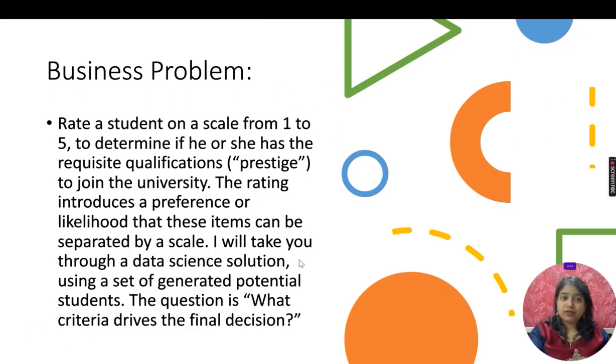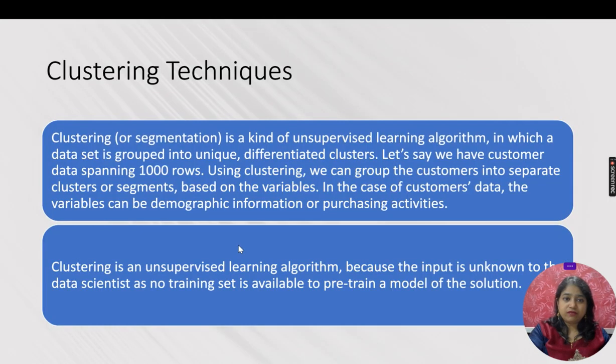Business problem: rate a student on a scale from 1 to 5 to determine if he or she has the requisite qualification to join the university. The rating introduces a preference or likelihood that these items can be separated by a scale. I will take you through the data science solution using a set of generated potential students. The question is, what criteria derive the final decision for the student? Whether he can join, or does he have the requisite qualification or not.